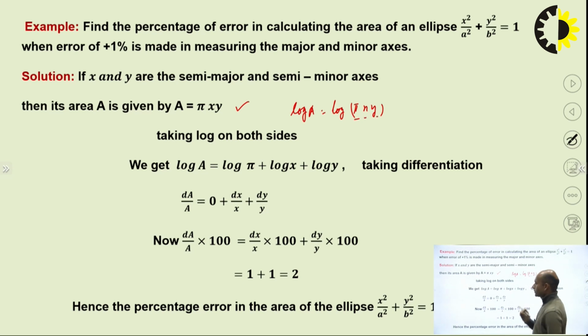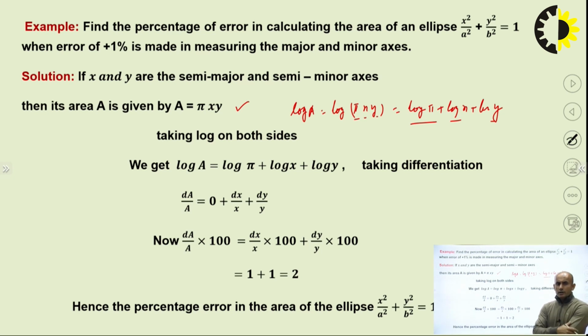And as we know, logarithm of product of functions equals to sum of logarithm of functions. So we get logarithm of pi plus logarithm of x plus logarithm of y. So we get this one. So logarithm of A equals to logarithm of pi plus logarithm of x plus logarithm of y.